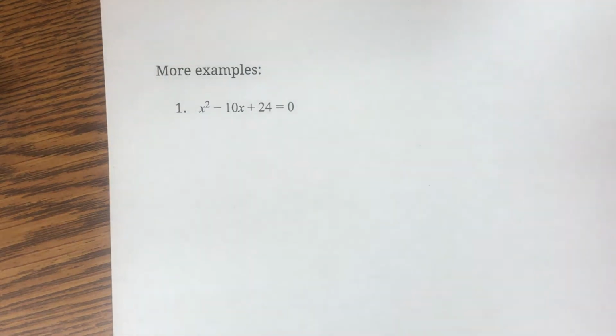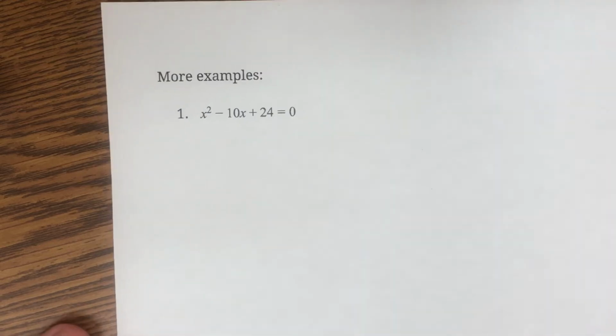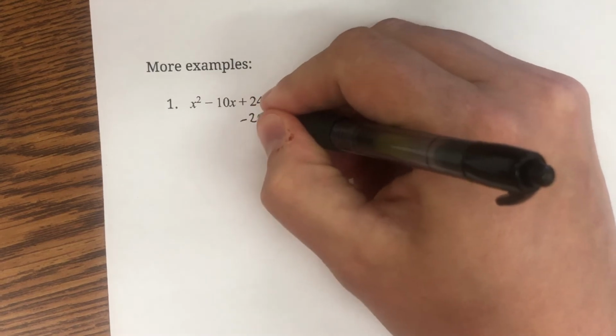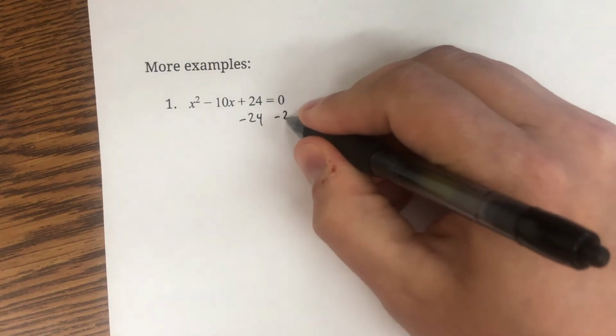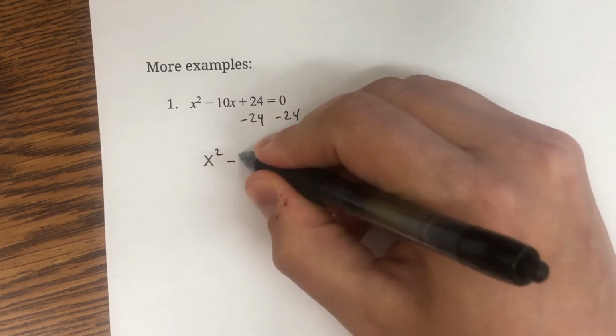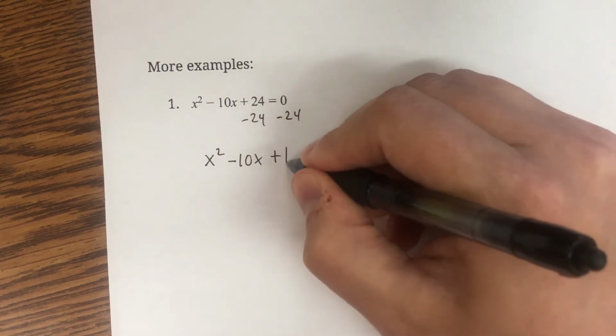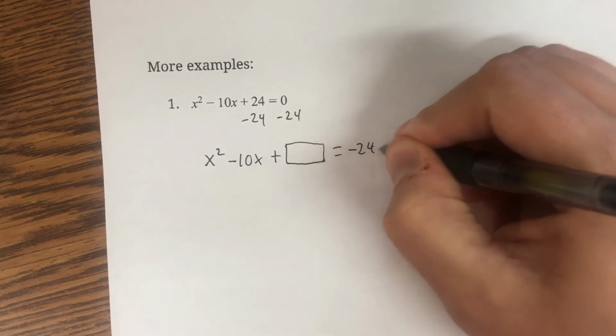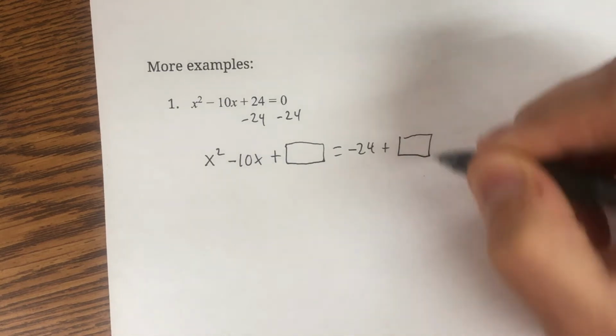We are going to do 2 more together today on completing the square. And make sure you're doing a good job of following these along. Try and do them on your own, and we'll see how she goes. So, first step. Have to bring the constant to the other side. So I'm going to subtract 24 from both sides. And I am left with x squared minus 10x plus my box equals negative 24 plus my box.